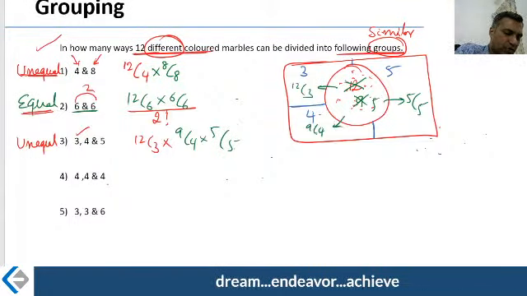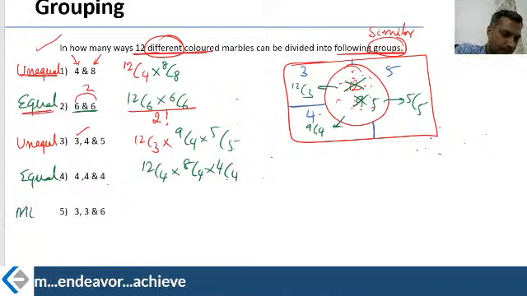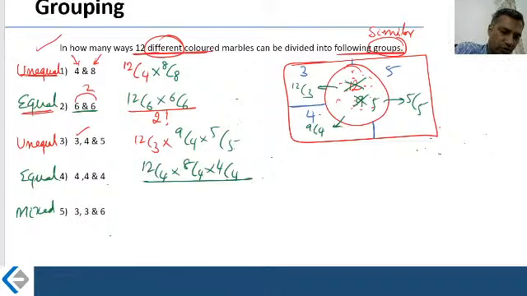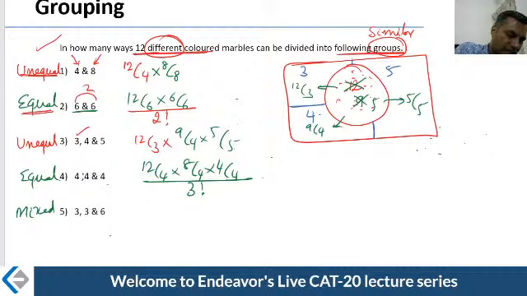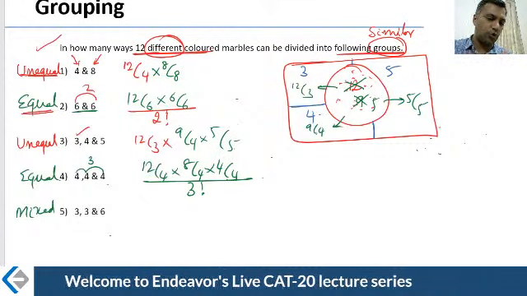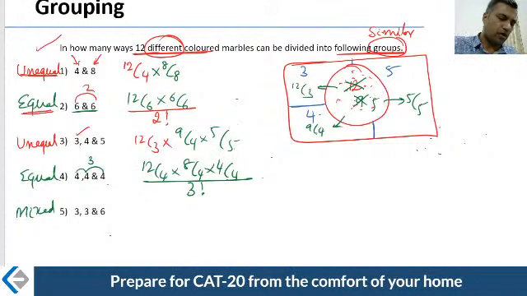Now look at equal groups. How do you form these equal groups? You will say 12C4 into 8C4 into 4C4. That's an equal group. Here we divide by 3 factorial. Why 3 factorial? Because the 3 groups are equal. The size of the group is 4, friends. Don't confuse the number of groups being equal with the size of each group. The size of each group is 4. Don't bother about it. 3 groups are equal, therefore divide by 3 factorial.